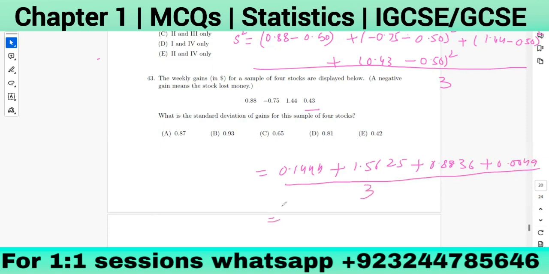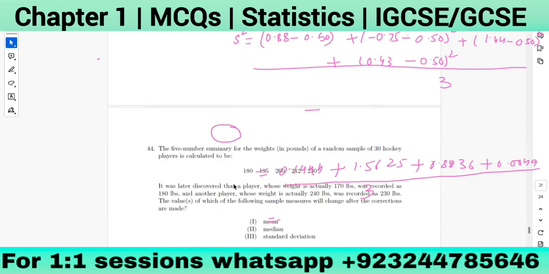Okay, let's add them now. 0.144 plus 0.0625 plus 0.8836 plus 0.0049. This gives you 2.5, which divided by 3 gives you 0.93. So how did you get such a wide answer? I don't know. Anyways, these are the calculations in front of you.